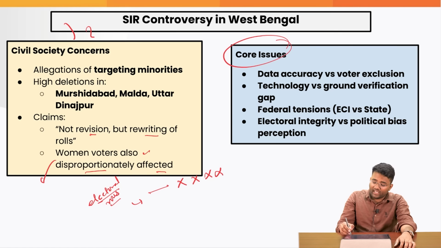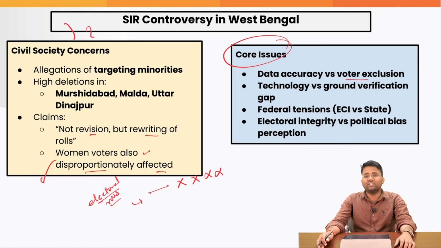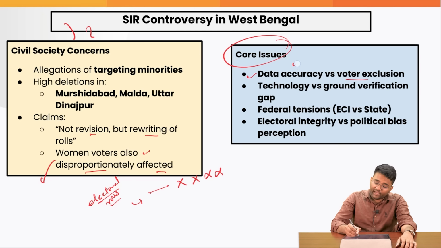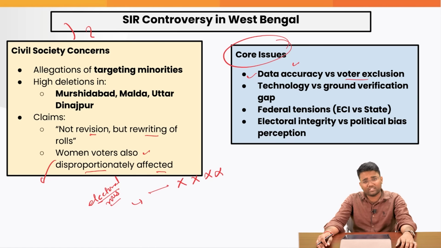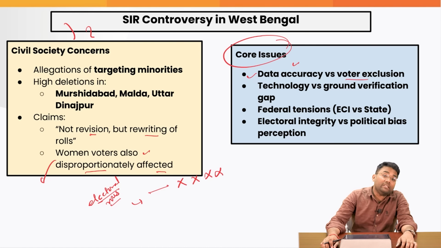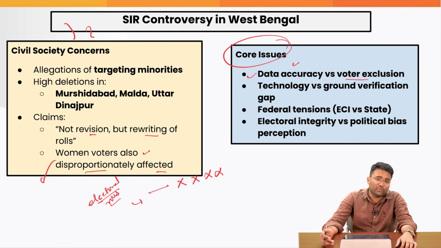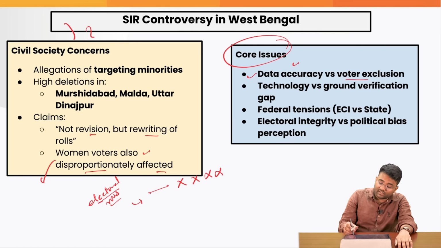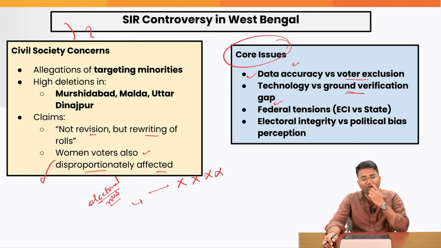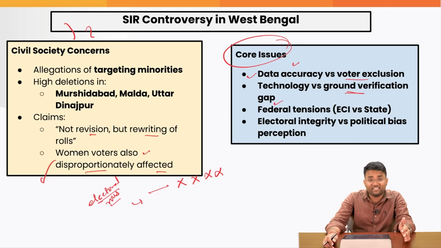The major issue is data accuracy versus voter exclusion. If we go with strict norms for checking the various documents, then to bring accuracy to the electoral roll, some voters might be excluded, and there can be genuine cases who have lost their documents, find it difficult to produce them, and will be excluded. Then there is the technology versus ground verification gap: in several cases where the AI algorithm highlighted a discrepancy, there has been an absence of ground verification. That also puts a question mark on the process.